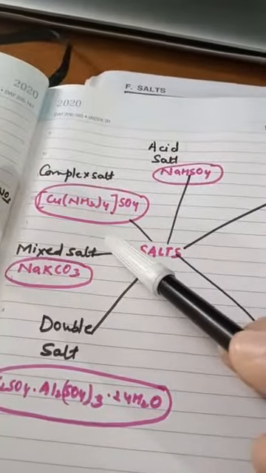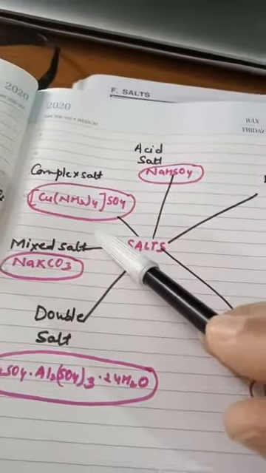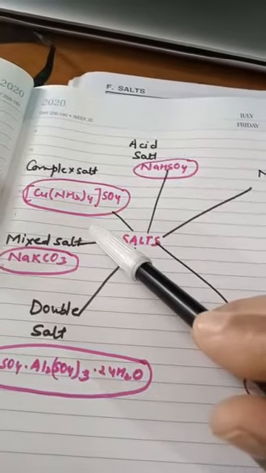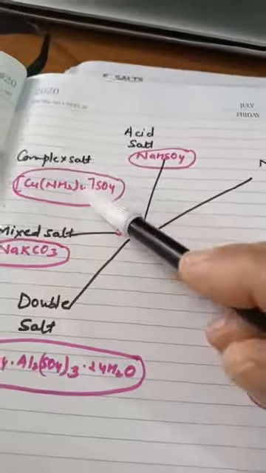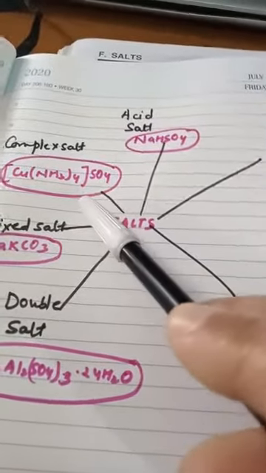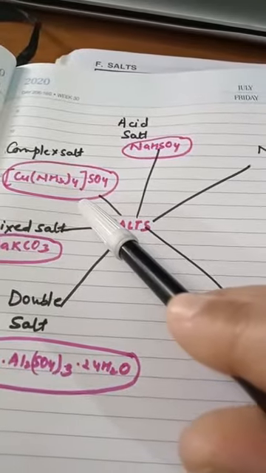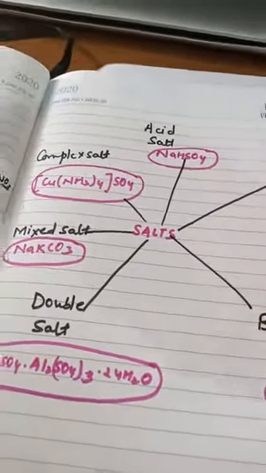Complex salt is formed by mixing saturated solution of simple salts followed by crystallization of the saturated solution. They contain a simple ion and a complex ion, right? So you look at this example. This is tetramine copper sulfate. So this is the example. You have to learn examples of each type of salts.